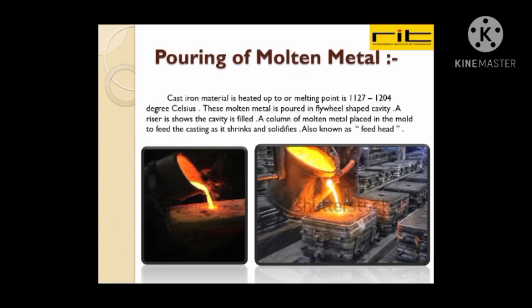After that, pouring of molten metal. Cast iron metal is heated up to its melting point, which is 1127 to 1204 degrees Celsius. Thus molten metal is poured in the flywheel shaped cavity. A riser shows the cavity is filled. It is a column of molten metal placed in the mold to feed the casting as it sinks and solidifies, also known as a feed head. See the pictures.